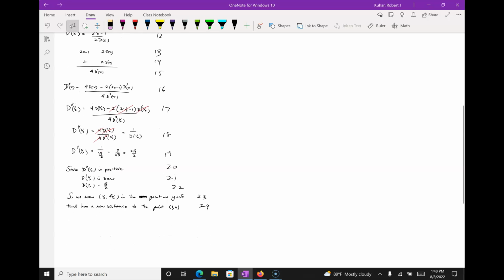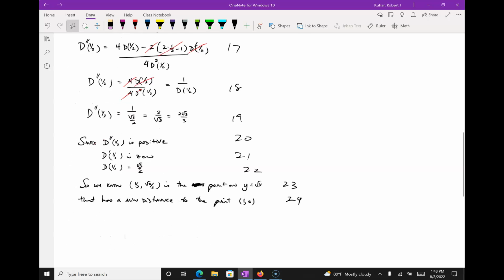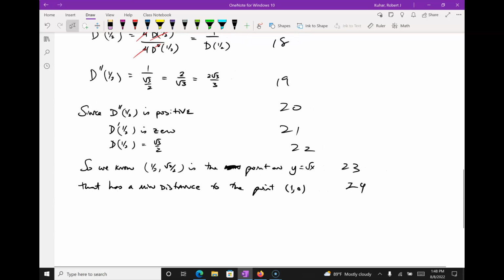Remember, conclusion, we want to find all of the things that they were asking for. What's the min distance? What's the point? Right?